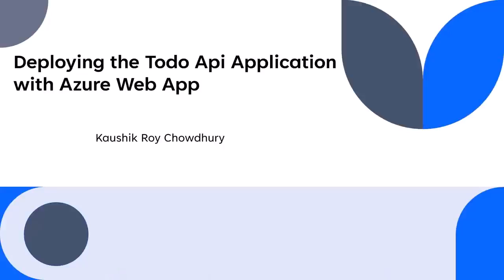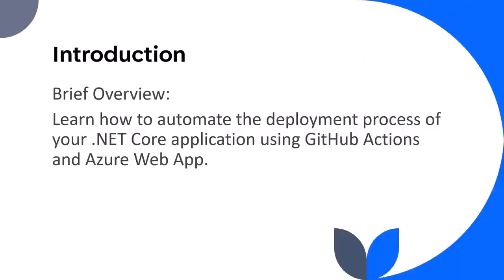Hello and welcome all. In this lecture, we'll be deploying the To-Do API application with Azure Web App. As a brief overview, we'll learn how to automate the deployment process of our .NET Core application using GitHub Actions and Azure Web App. But there are some prerequisites.